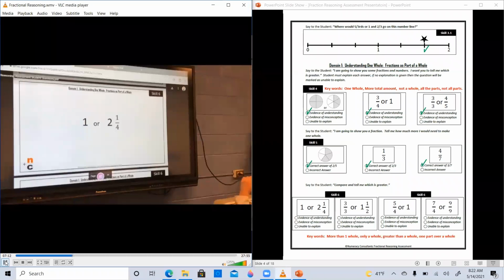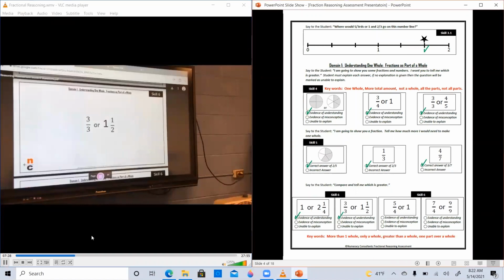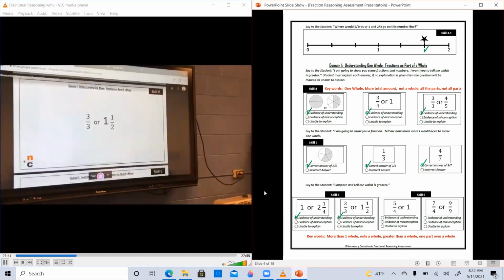Okay, which is greater, 1 or 2 1/4? 2 1/4 because 2 is 2 wholes, and if you have just one, 2 is larger than 1. That's all we're looking for. Yep, the 2 wholes is definitely more than one whole. Okay, so 2 is larger than 1, so the fraction doesn't even matter. Good. Okay, which is more, 3/3 or 1 1/2? 1 1/2 because 3/3 is just one whole, and 1 1/2 is one whole and then a half. Again, acknowledgement, 3/3 is one whole.